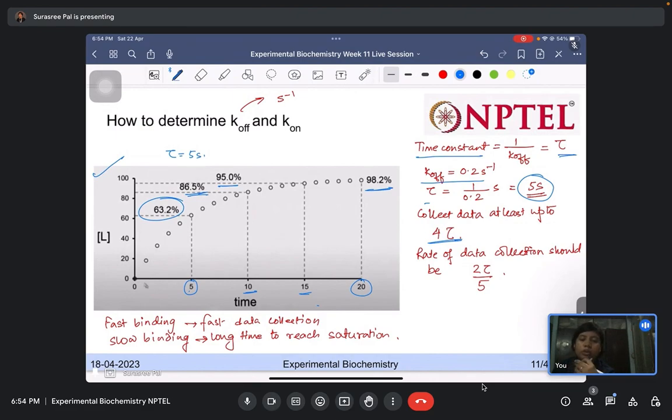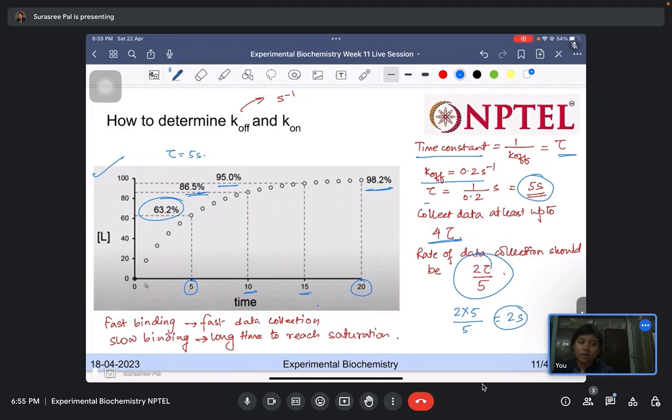So for fast binding, we should collect data faster, and the rate of data collection should be 2 tau by 5, right? So if our tau value is 5 seconds, then the rate of data collection should be 2 into 5 by 5, which means approximately 2 seconds. So in the interval of 2 seconds, we should collect the data. That will give us a better estimate of the k off rate, right?